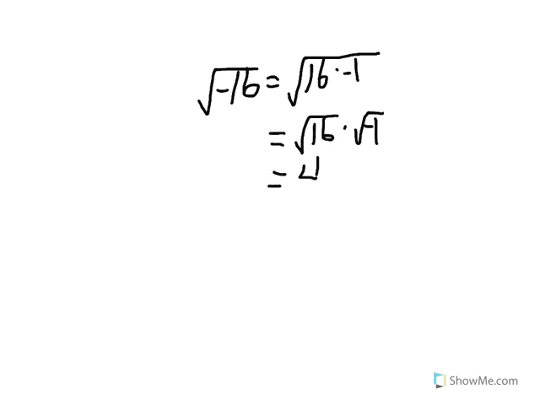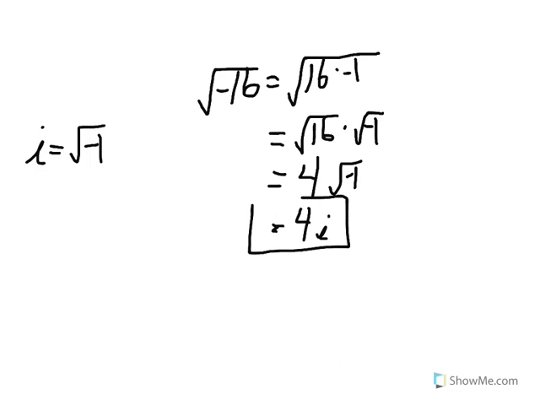The square root of 16 is 4, and the square root of negative 1 stays there, or you can replace it with i, which represents the imaginary number. And just in case you didn't remember, i is equal to the square root of negative 1, and it is the imaginary number because, again, you cannot take the square root of a negative. But this 4i would be our final answer.